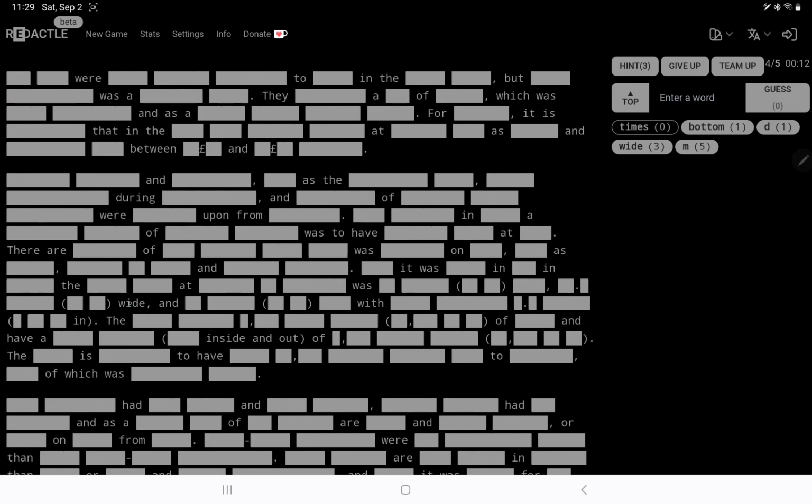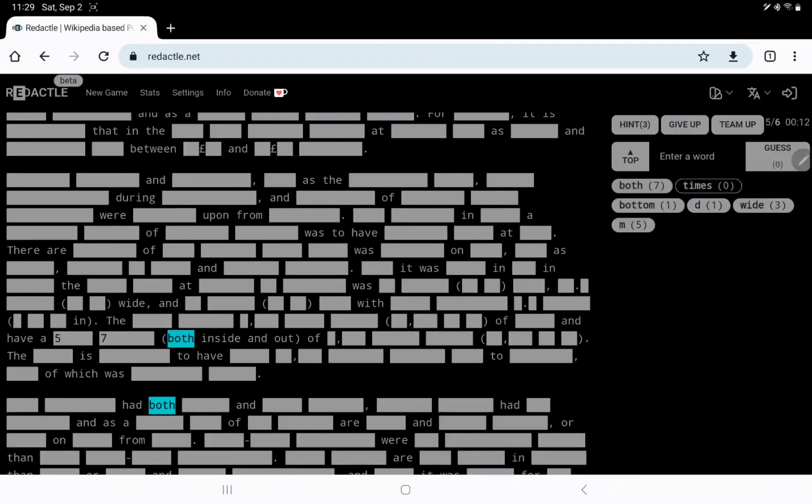There's our other wide. Both inside and out. So have a 5-7. I wonder if that's some kind of coding. Well, let's try coding, which is 7 letters. No coding.